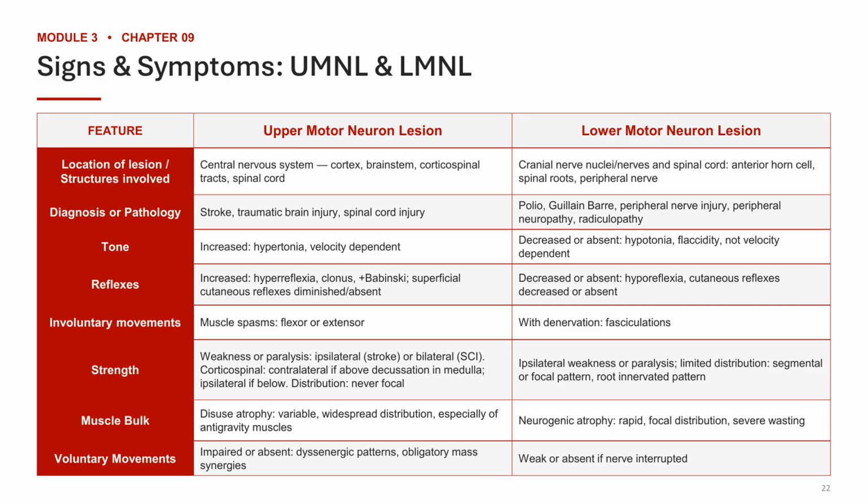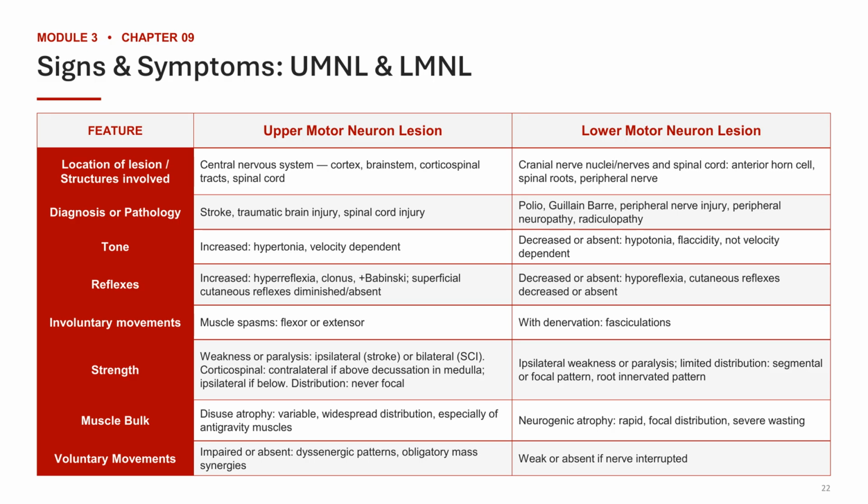Involuntary movements, flexor or extensor spasms in UMN disease, fasciculations with denervation in LMN disease. Strength. The UMN distribution is never focal. Hemiparesis, paraparesis, quadriparesis. And note the decussation rule. A corticospinal lesion produces contralateral weakness if it lies above the pyramidal decussation in the medulla, and ipsilateral weakness if below it.